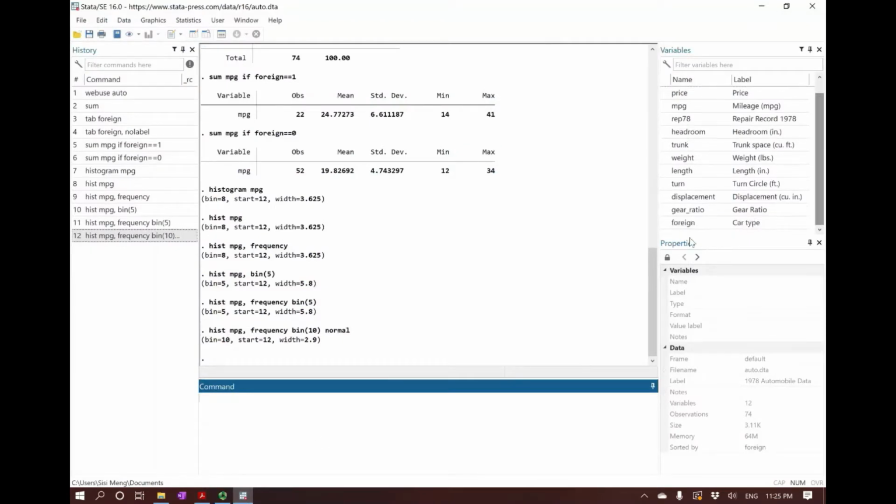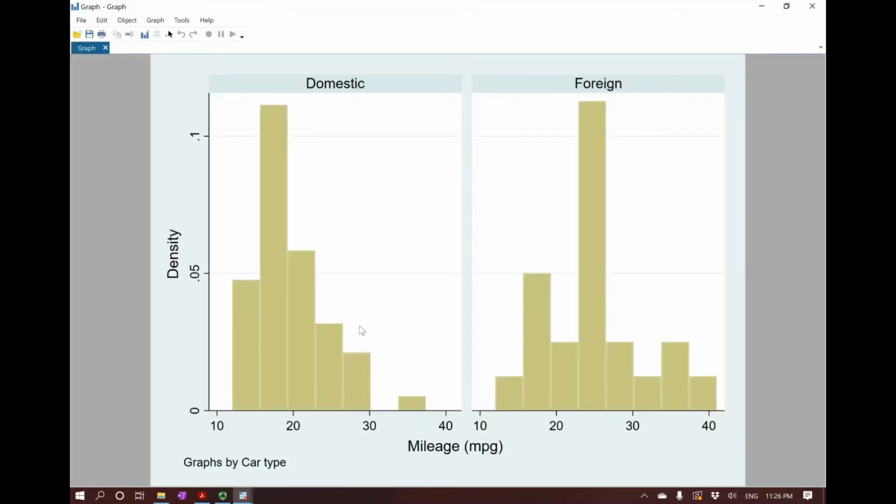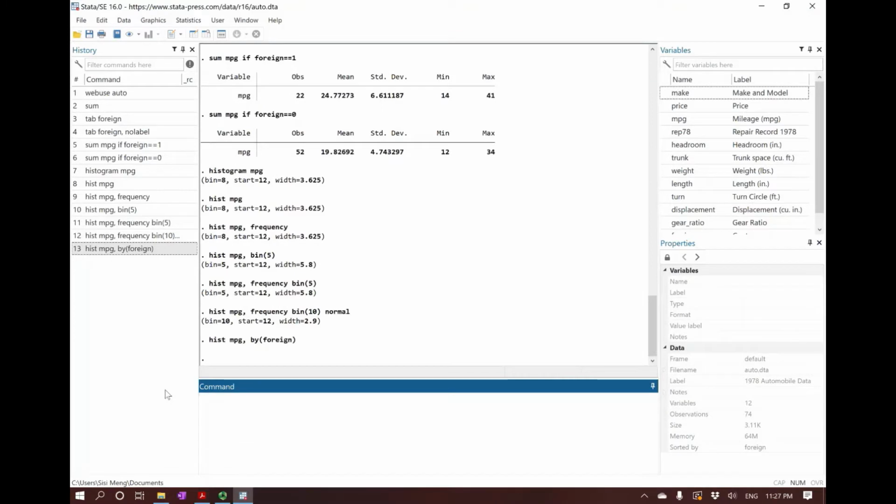For example, we do have a very nice categorical variable, foreign, so we can create a histogram that shows MPG across domestic cars and foreign cars. So it's going to be histogram MPG, comma, by foreign. And then we're going to have two histograms across two different categories. You could do that if you have four categories or three categories. It will just create four histograms or three histograms. You can continue to add more options.